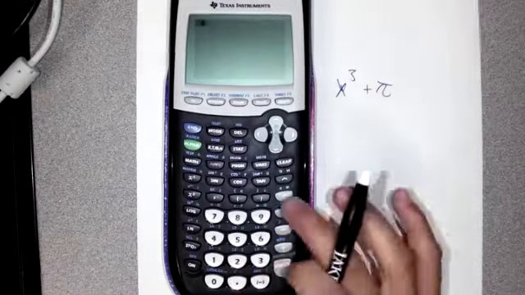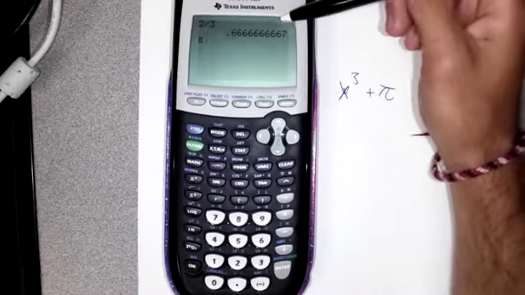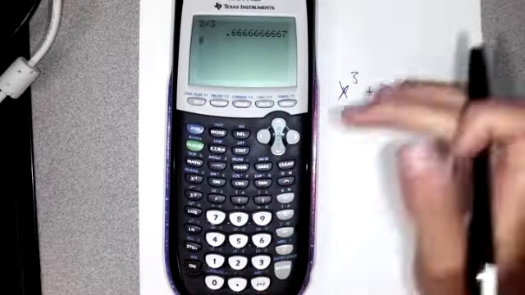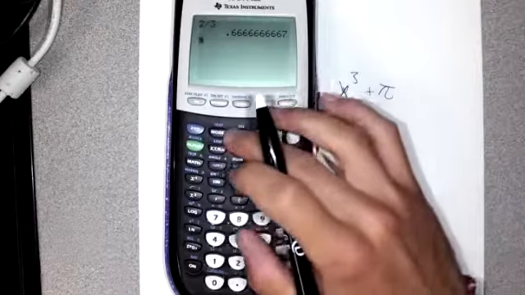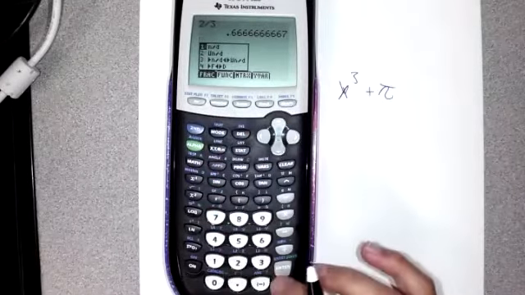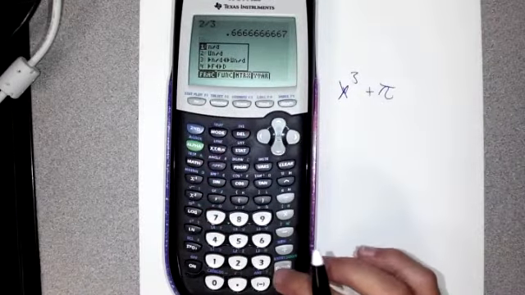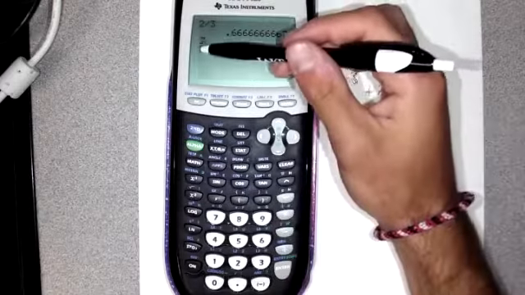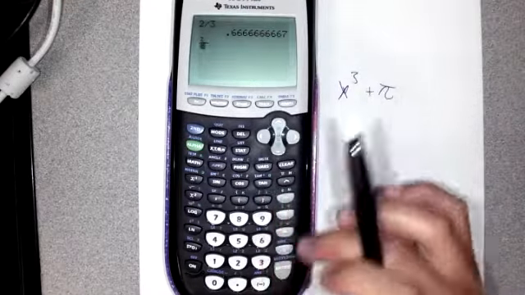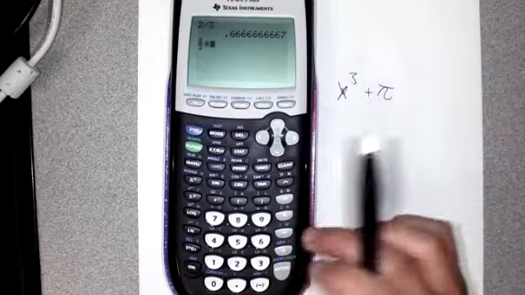So if I had, for instance, 2 divided by 3, that inputs it as a decimal. Say I wanted to use the fractional version here. So I do Alpha F1 and I press n over d, so I'll press enter here. Now I have it in the form of numerator over denominator, the 2 over 3.